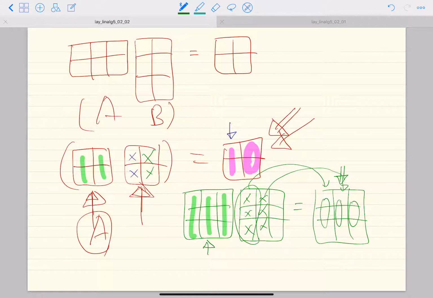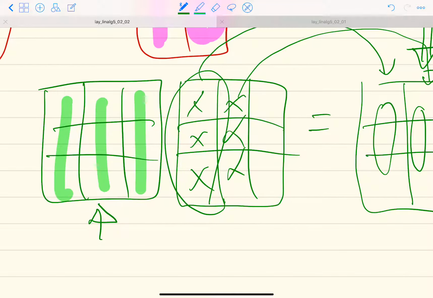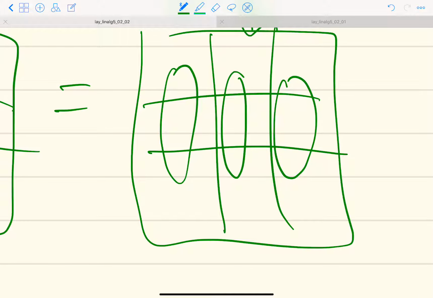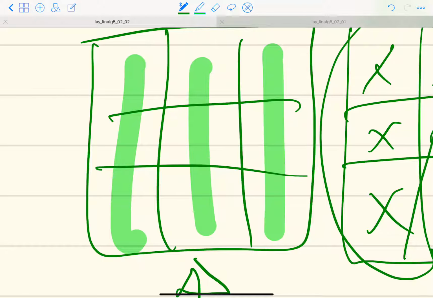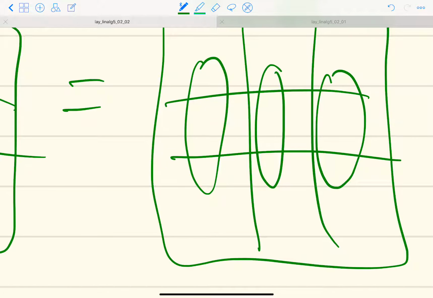But is it possible that, okay, this matrix is linearly independent or invertible, but we still generate the resulting matrix as non-invertible or linearly dependent? So again, the question is, what if this matrix has linearly independent columns, but the resulting matrix has linearly dependent columns? Is it possible?